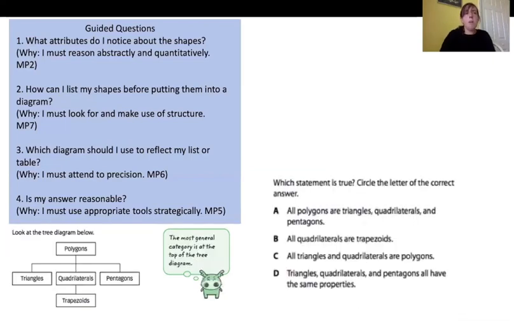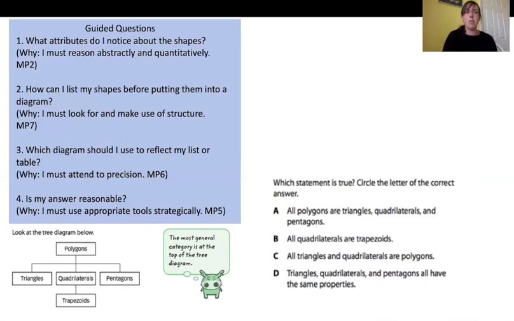So we have this problem here, and it says, look at the tree diagram below. So we have another tree diagram. We have polygons, triangles, quadrilaterals, pentagons, and then we have trapezoids. All right. So I'm going to go through here. We're going to answer which statement is true. Circle the letter of the correct answer. So before I ever get to those answers, I want to think through the guided questions one more time.